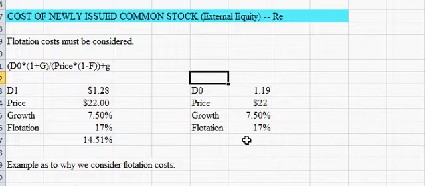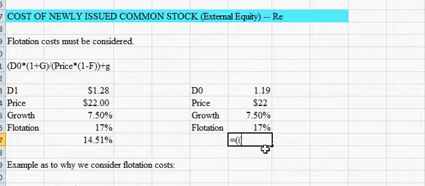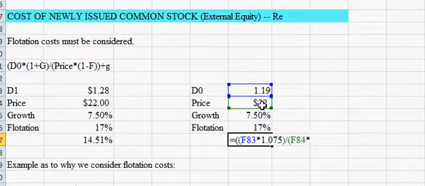And then again, if this were the D0, or the dividend that's most recently paid, then we take the $1.19 times the growth rate, 1.075. We divide that then by the price times 1 minus the flotation, 1 minus the 17%. And then we add to that the growth of 7.5%.